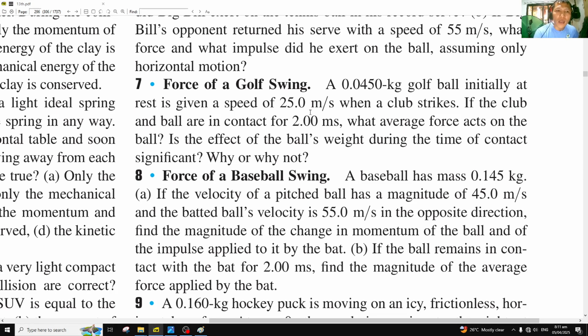When a club strikes, if the club and ball are in contact for 2 milliseconds, what average force acts on the ball? So, average force, kay nga tanan nga force nga aada. Bangin may friction, may normal. Anyway, all the force, kay bangin may the angle, di ba?